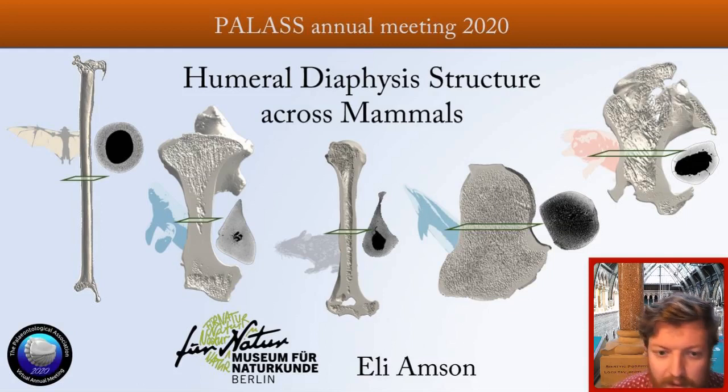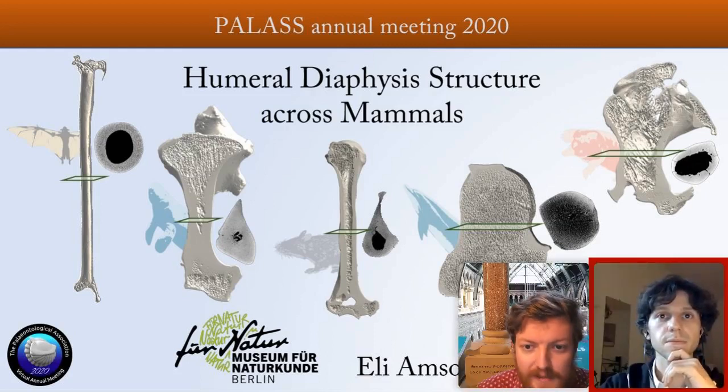Okay, I think we can kick this off. So our first talk this afternoon is Eli Amson, who will be talking about humeral diaphysis structure across mammals. So take it away.